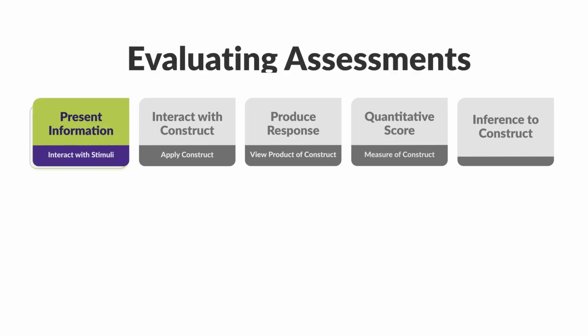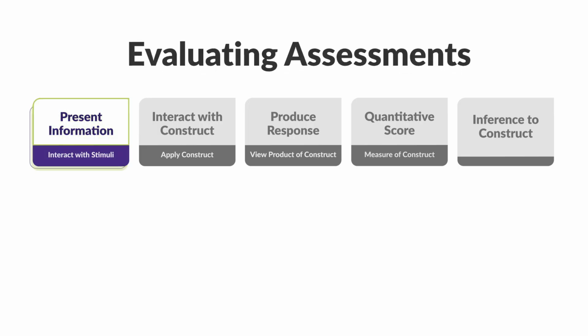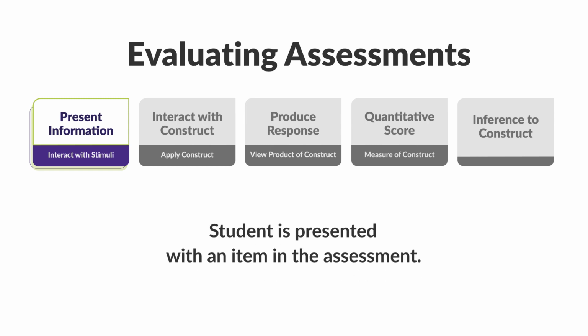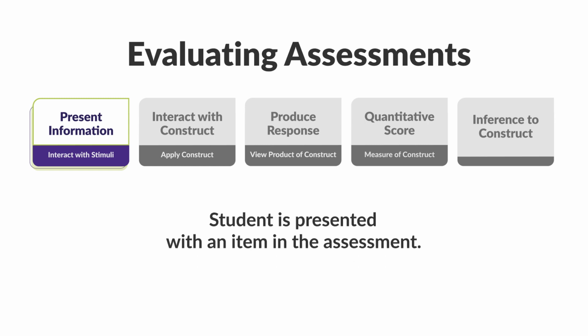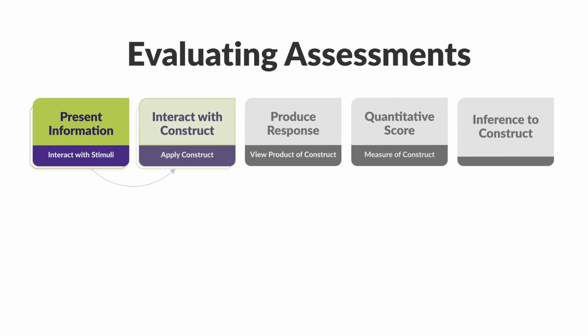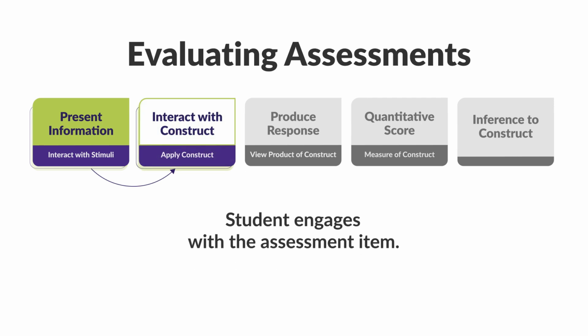Okay, so I'd say this is a really deep dive or a careful look. Nice, I get that. So, on this chart you see step 1, present information. Basically, just like it sounds, at this step, the student is presented with an item in the assessment. Step 2, interact with the construct. This is where the student engages with the assessment item. They read, look at an image, question, or some type of stimulus, comprehend, and prepare to act.